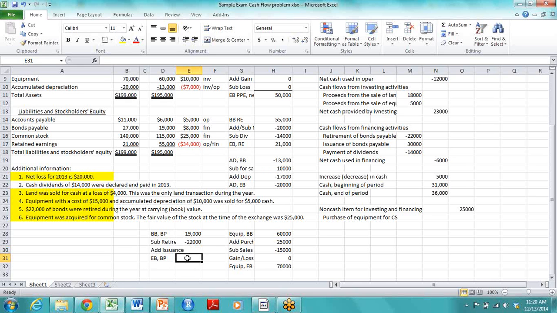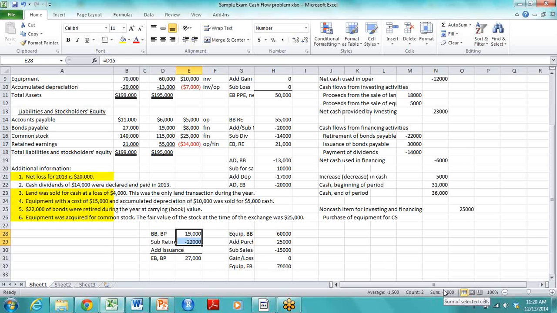And we know what our ending balance is. Our ending balance here is 27. So if I just take those three things and I sum them up, if I take 19 less 22, that doesn't equal $27,000, right? It equals $3,000.